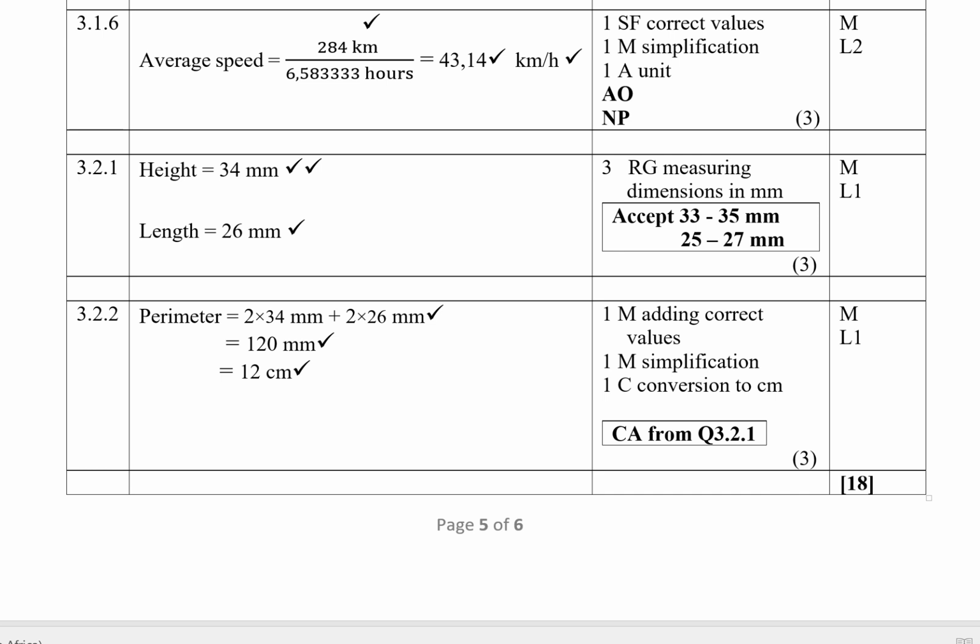So based on the measurements that they gave us, the perimeter will be 2 times the height of the ballot box plus 2 times the length of the ballot box. So we only got the perimeter of that one side there. So that equals 120 millimeters, but we need to convert this to centimeters by dividing that by 10. We are going from a smaller unit to a bigger unit, so we will divide.